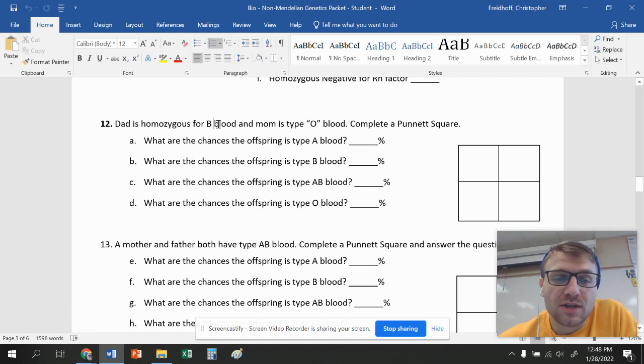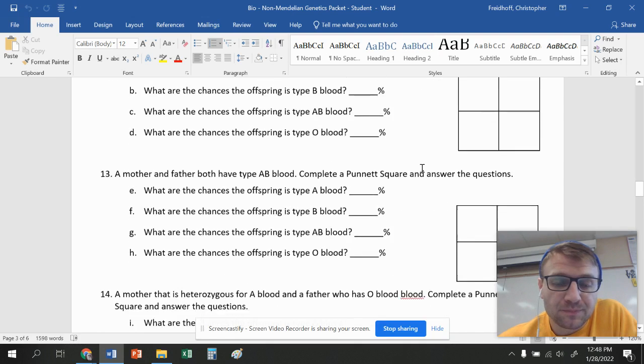So this one's homozygous for B, so it'd be big B, big B. This would be O, so she'd be OO over here. So they all have B blood, but they would be all heterozygous for B blood. So it'd be BO, BO, BO, BO.